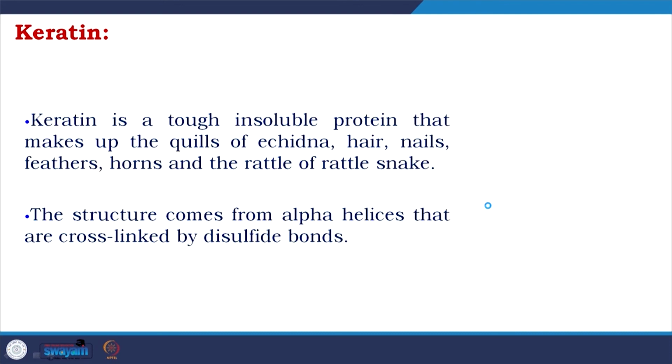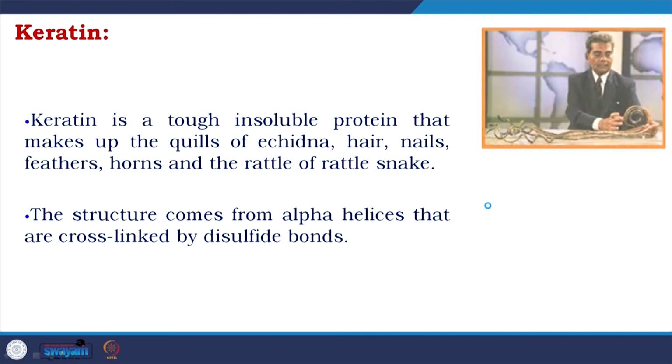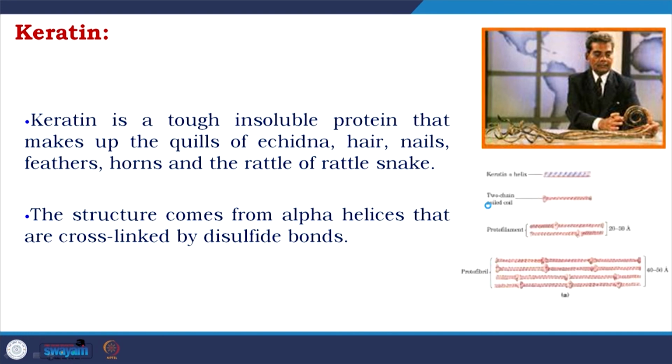Keratin is a tough insoluble protein that makes up the quills of echidna, hairs, nails, feathers, horns and the rattle of the rattlesnake. The structure comes from alpha helices that are cross-linked by disulfide bonds. So, these are the examples, snails, and this is the keratin structure, the alpha helical structure. How the structure organizes, we will talk in detail with the molecular structure. This is just an example here.